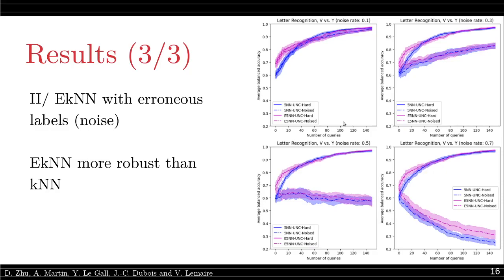Another result with noisy labels: here the difference is that EKNN and KNN behave quite similarly, but when you increase the noise rate up to 0.7, which is a very bad case because that means that the oracle is very bad, then EKNN is less affected by the errors than KNN, as you can see here.